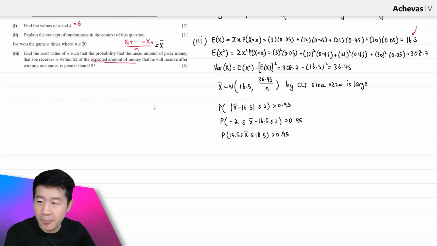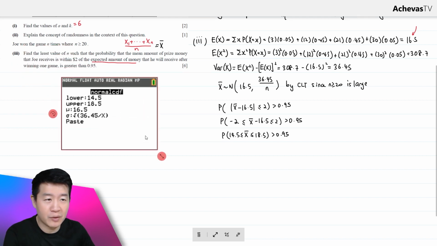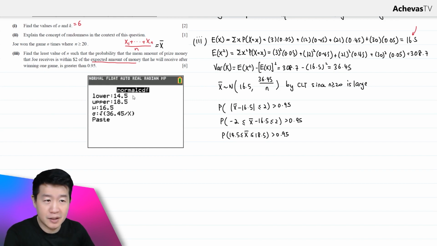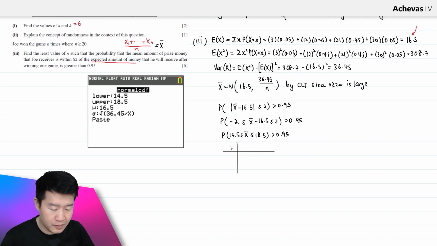I'm going to press this into my graphing calculator. Let me show you what I have. So I'm going to enter this into the Y1 of my graphing calculator, and generate a table, with n represented by x. My table will be n, and the probability that x bar is between 14.5 and 18.5. If I scroll down the table, you realize that when n is equal to 35, this probability is 0.95, which is not what I want, because I want something bigger than 0.95. When it is 36, the probability I get is 0.9531. Okay, this is what I want.